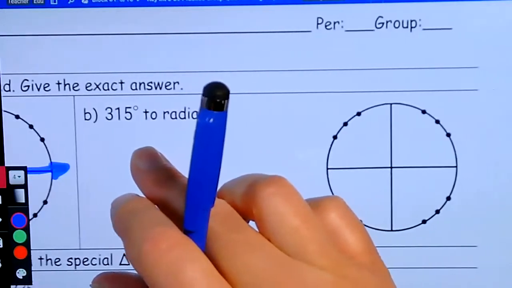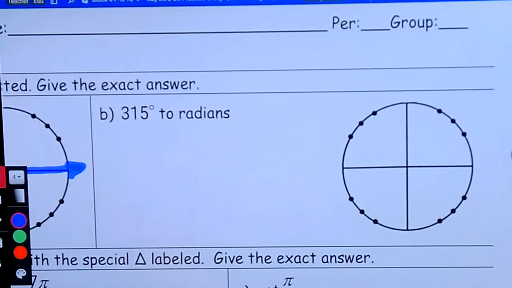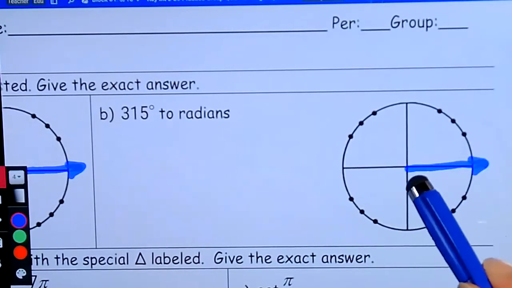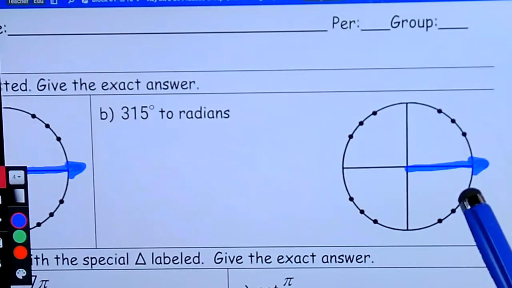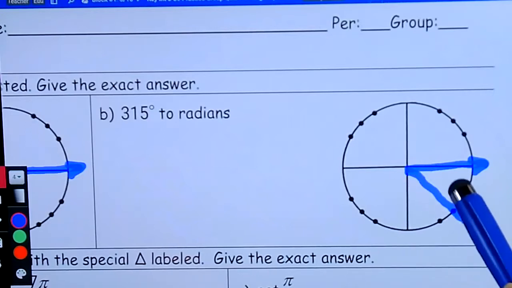On letter B, 315, and we want to do it to radians. So 315, this is 30, this would be 45 off of 360. This is going to be it.